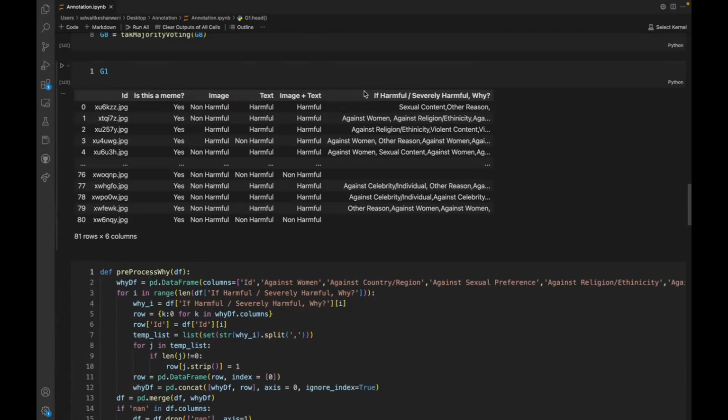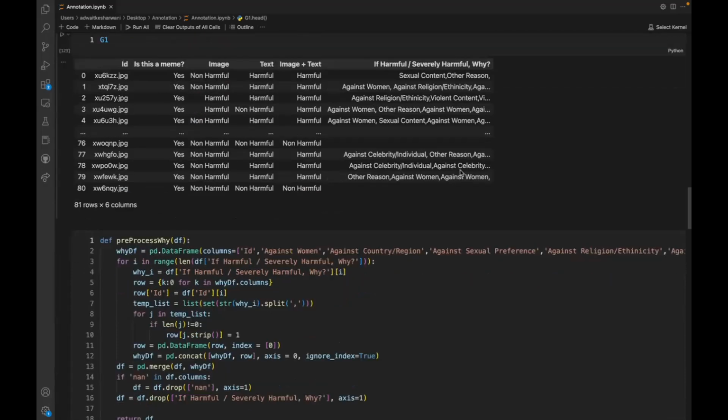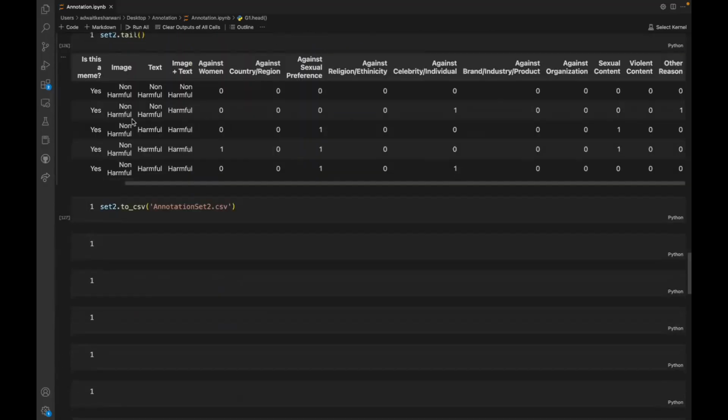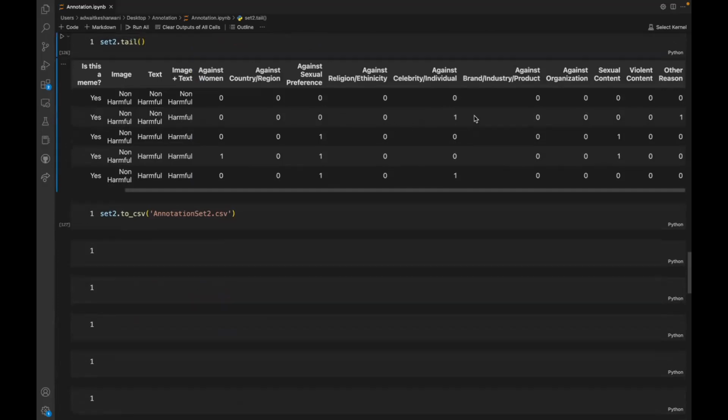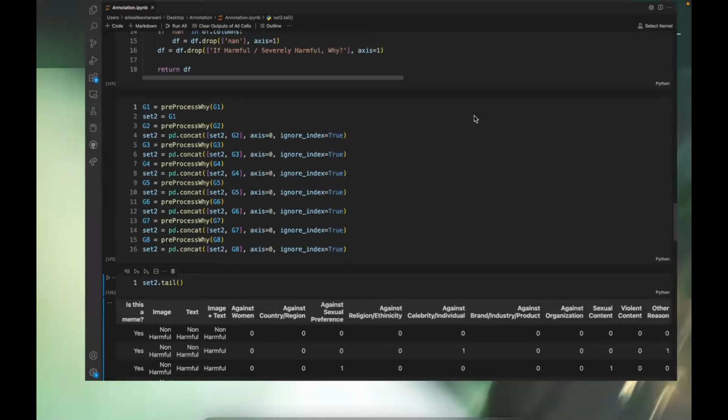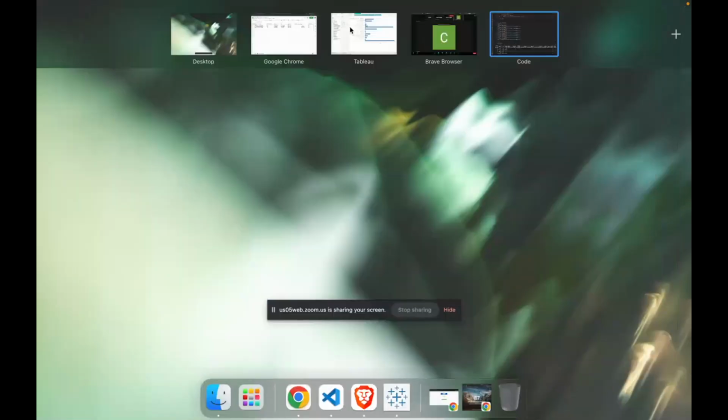Now here we have multiple choices, so we have converted this column into one hot encoded form. Here we can see that the second meme is harmful, so we have one in this column against celebrity individual, and the rest of the columns are zero. This is how one hot encoding works. And now we have done some visualization in Tableau.